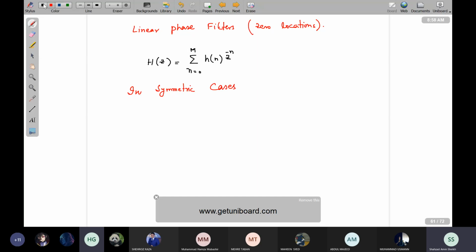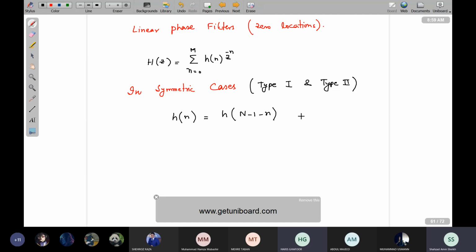In symmetric cases, what we are having, in fact, these are type 1 and type 2 filters. What is the condition on type 1 and type 2? We can say that h of n is equal to h of n minus 1 minus n, and that's equal to h of 2 alpha minus n, and that's equal to h of m minus n.